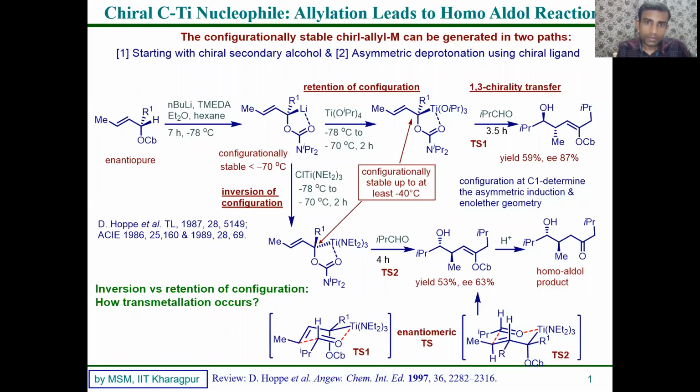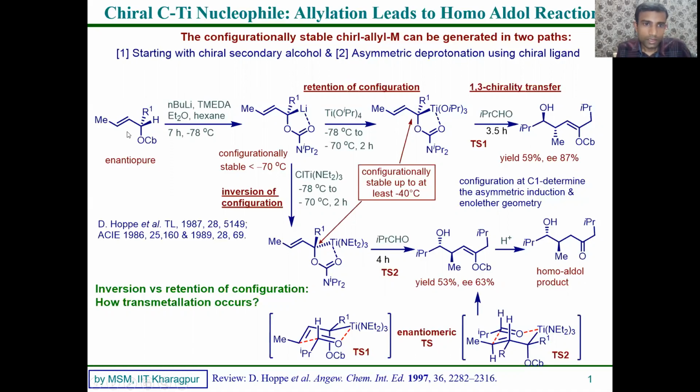The configurationally stable chiral allyl metal can be generated in two ways. What are these two ways? One, starting with a chiral secondary alcohol, so you are starting with an enantiomerically pure secondary alcohol. Or one can take a prochiral substrate and do asymmetric deprotonation using a chiral ligand with the help of a butyl lithium reagent, let's say.